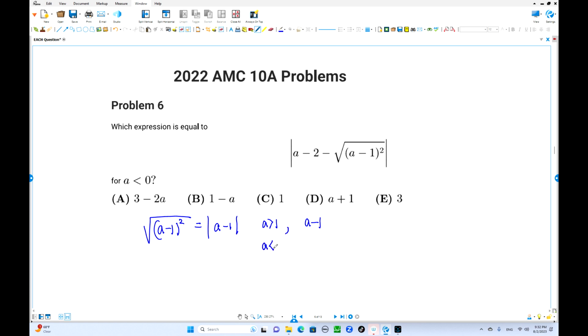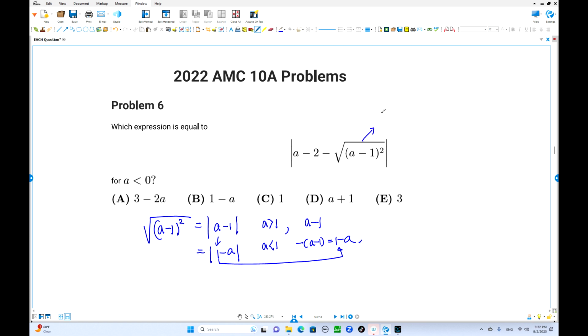If a is less than 1, the inside is negative, so we put the negative sign there. Negative (a minus 1) equals what? 1 minus a. It's okay. Or you can switch this one, because this number is actually equal to 1 minus a. Because a is less than 1, this is just 1 minus a. You can use this one, okay? Now take a look at here.